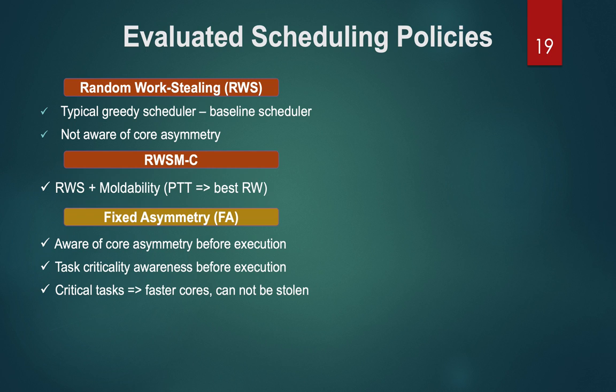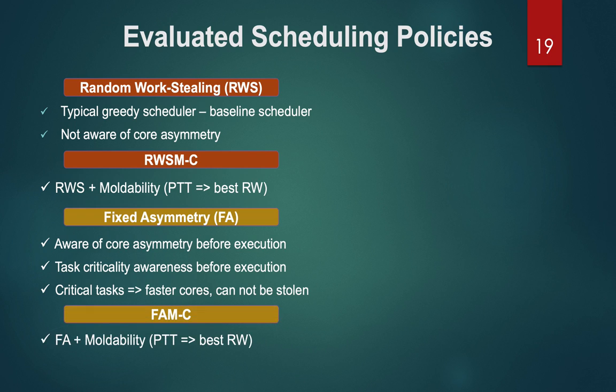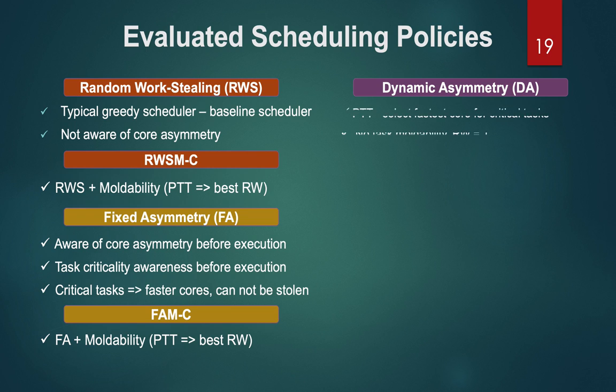Critical tasks go to the fast cores and cannot be stolen. Its variant, fixed asymmetry plus modability, adds the modability by using the PTT. Then, the Dynamic Asymmetry Scheduler series.